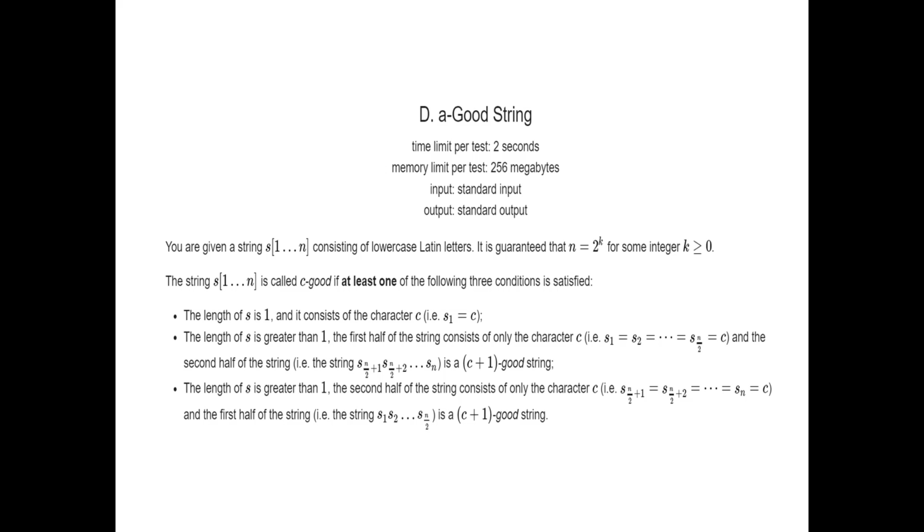Hello everyone. This is the Codeforces Round 656 Division 3 Problem 2. The problem name is A Good String. In this problem we are given a string of length n, and n is a power of 2. The string s is called c-good if at least one of these three conditions holds.